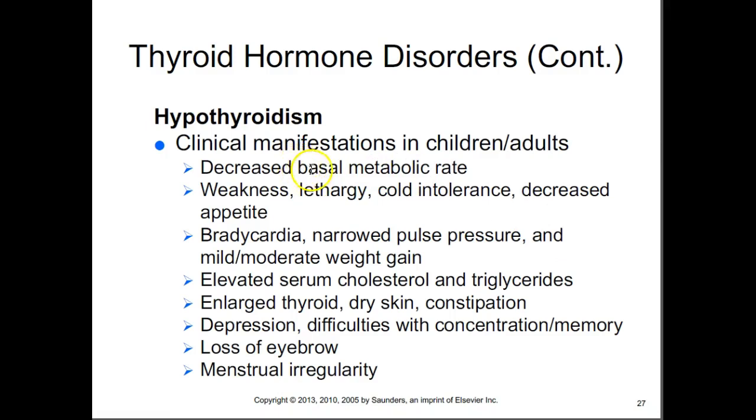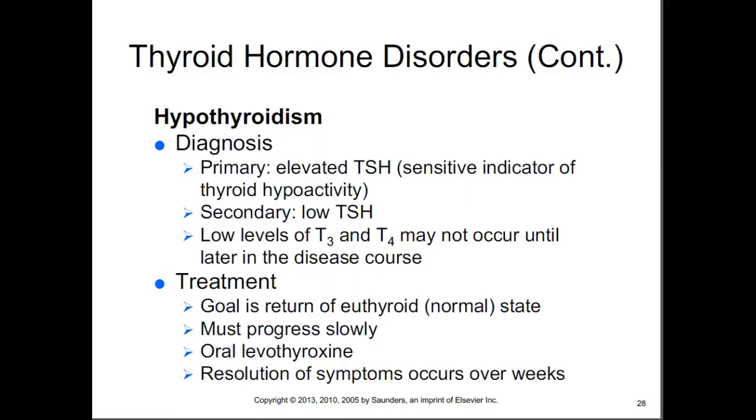Obviously, if your basal metabolic rate is very low, and you eat like we eat in the United States, where you have a salad that has 1,200 calories, then you're going to see some weight gain. All right. So elevated serum cholesterol and triglycerides, you might see an enlarged thyroid, dry skin, constipation, depression, difficulties with concentration and memory, a loss of eyebrow. I know that sounds weird, but at the end of the eyebrows they'll have very sparse hair, and then menstrual irregularity.